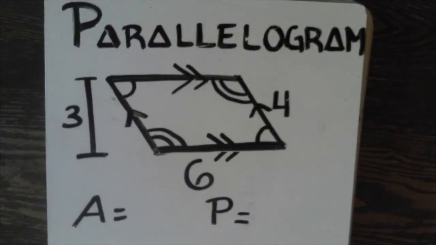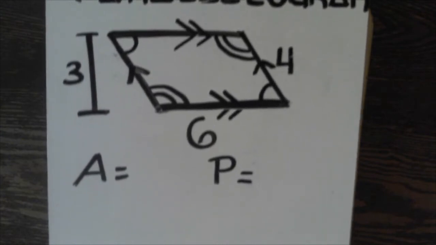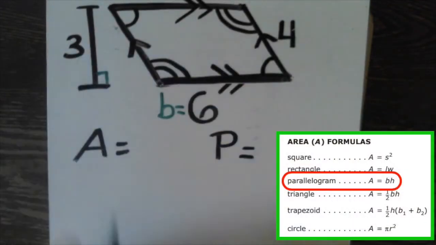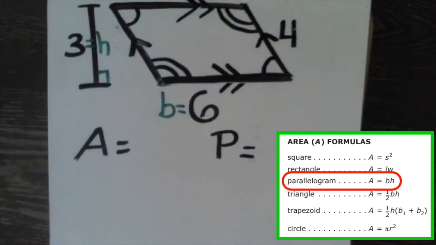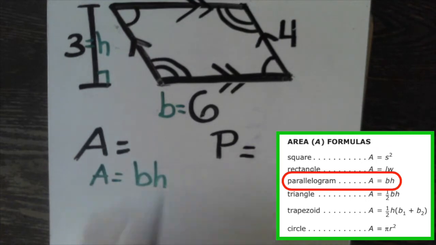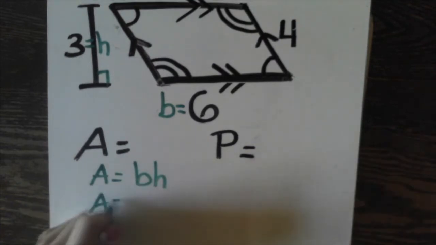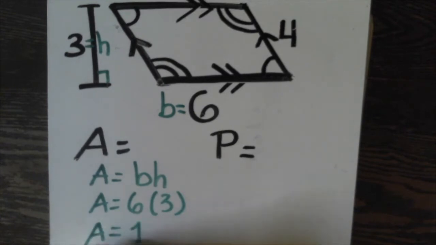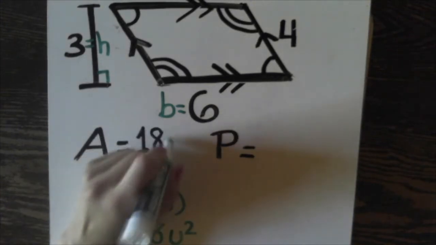In this example, we have a parallelogram with parallel opposite sides, congruent opposite angles, a base of 6, and a height of 3. In order to find the area, I find the formula for my parallelogram to be base times height, which in this case is 6 times 3. 6 times 3 is 18 square units. So my area is 18 square units.